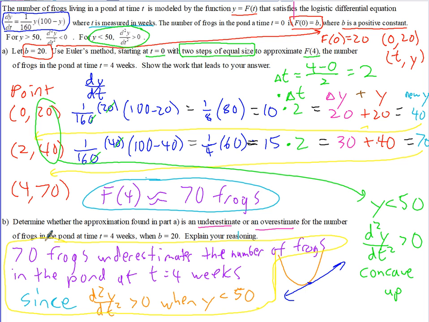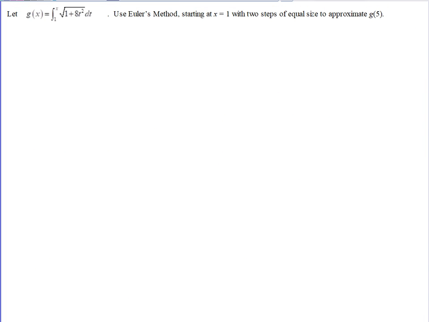Okay, let's take a look at one more problem here for Euler's method. This one's a little different and involves something we went over last school year in AP Calc AB. However, we haven't reviewed it yet this year, but it's a little refresher before we get to that in the next chapter. So it says use g of x equal to this definite integral here, using Euler's method, starting at x equals 1 with 2 steps of equal size to approximate g of 5.